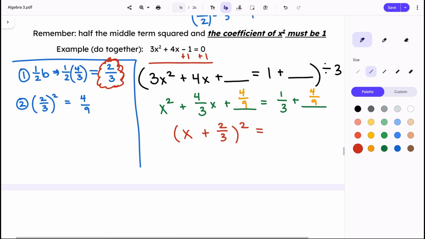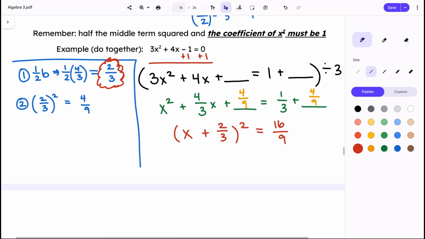Now over here, I do need you guys to add 1/3 plus 4/9. But again, if you have a calculator in front of you, use it. They can do all that fraction stuff for you, so you don't really have to think too hard about it. So what is 1/3 plus 4/9? 16/9.